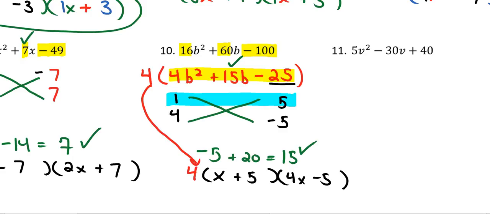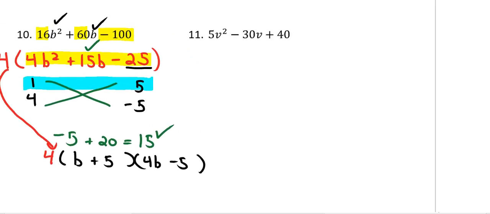I do apologize, I made another mistake here. These x's should actually be b, right? So this should be b, and that should be a 4b, because the answer has b's in our question, not x's. Okay, so my bad on that one. Okay, so move on to question number 11.